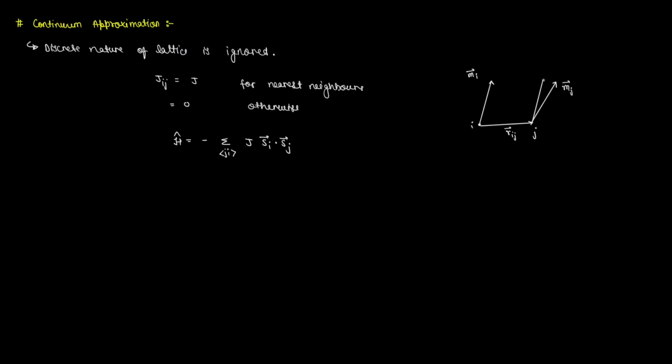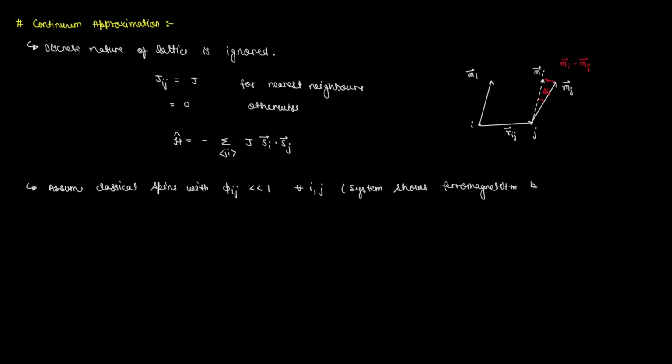Now consider that at the ith location, a magnetic moment mi is located. At a distance rij from it, there is another magnetic moment mj, which is kept at an angle of phi ij, so that the displacement vector here will be equal to mi minus mj. Now here assume classical spins with phi ij much smaller than 1 for any pair of i and j. That is, the system shows ferromagnetism, but the spins are not completely aligned.